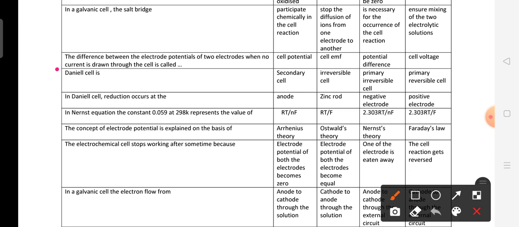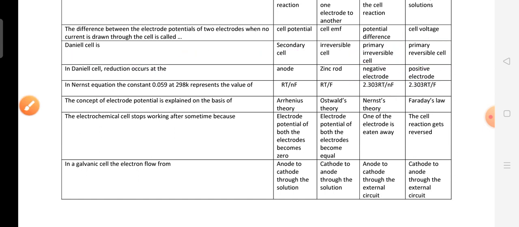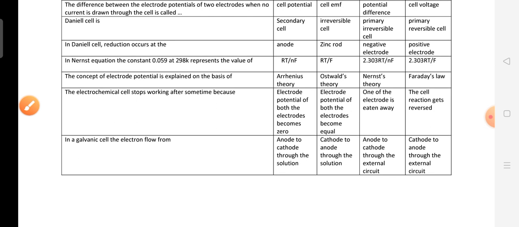Then the next MCQ is, the difference between the electrode potentials of the two electrodes when there is no current drawn through the cell is called. The answer to that question is cell EMF. Next question, the Daniell cell is. The Daniell cell is a primary cell, but when we apply the opposite voltage to the cell, it is reversible. So option number 4 is the correct one, that is the primary reversible cell. So the Daniell cell is the primary reversible cell.